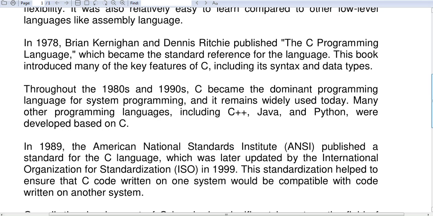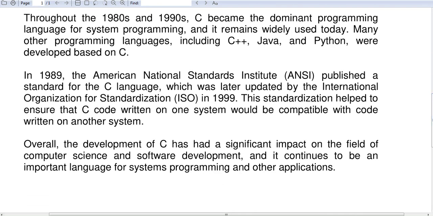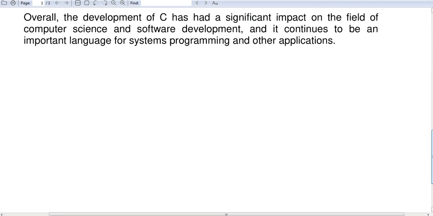In 1989, the American National Standards Institute, or ANSI, published a standard for C language, which was later updated by the International Organization for Standardization, or ISO, in 1999. This standardization helped to ensure that C code written on one system would be compatible with code written on another system. Overall, the development of C has had a significant impact on the field of computer science and software development, and it continues to be an important language for system programming and other applications.